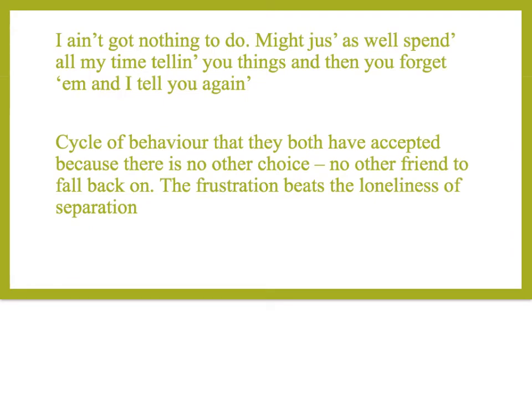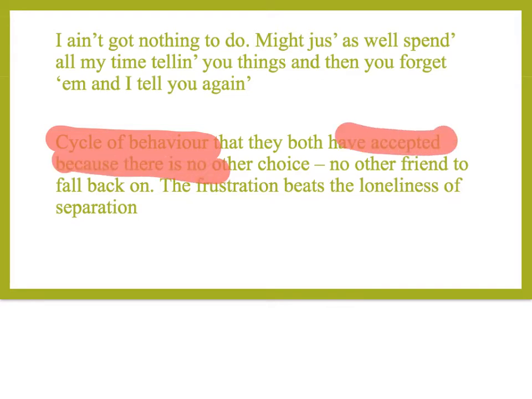Right, so let's look at this piece of dialogue here. "I ain't got nothing to do, might just as well spend all my time telling you things, then you forget them and I tell you again." Now what Steinbeck is doing here is he's making it clear that there is a cycle of behaviour that is something that they both have accepted. This friendship means that they will constantly move from one situation of risk to another situation of risk. So their friendship is producing this cycle of behaviour that ultimately makes apparent that frustration and that idea that George speaks morosely that we had in the previous slide.